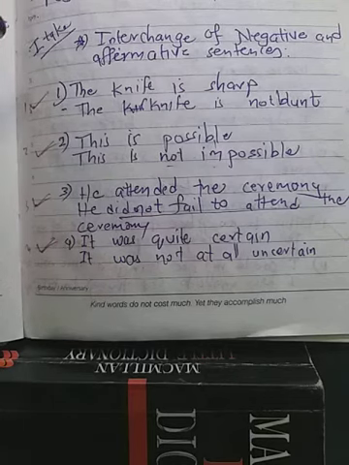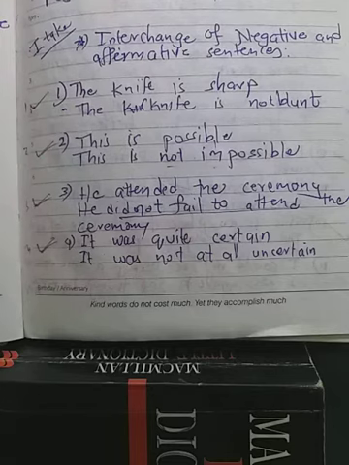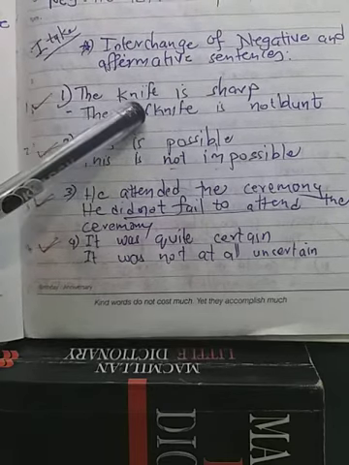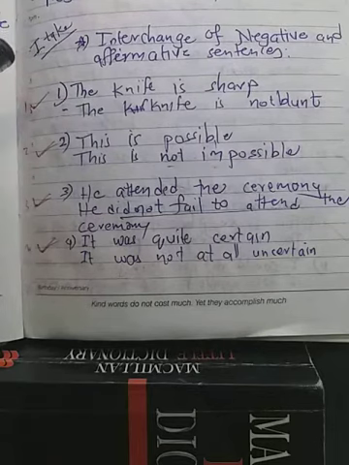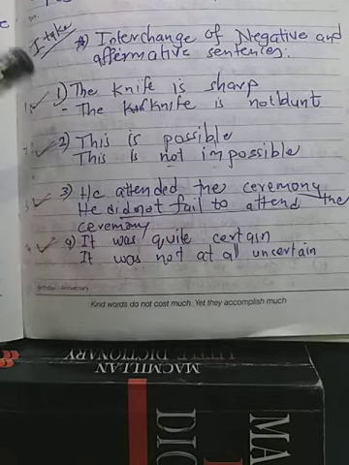So, affirmative and negative. As you know, a negative sentence contains no, not, and other words, whereas there are techniques of changing between negative and affirmative. The knife is sharp is one of the examples I give you. First, the knife is sharp. Here it is a positive sentence without no, not, or any negativity.